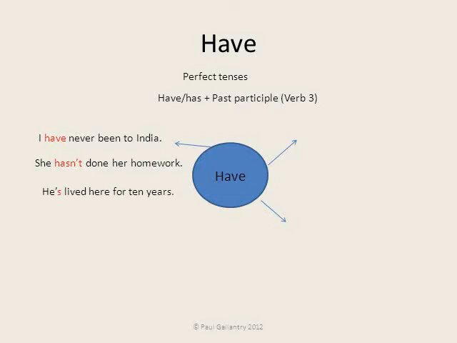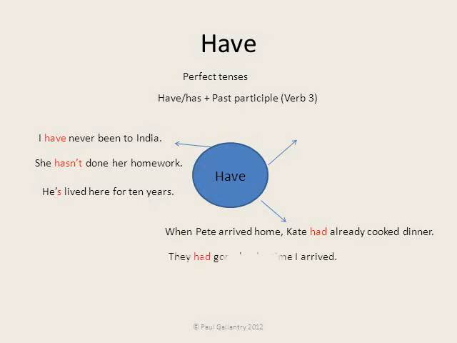And look at that, he's lived there. You see, some people think that's is there, but it isn't. It's actually has. He's lived there for 10 years. Unfortunately, English people are quite lazy when they talk, so they shorten things down. Here's an example of past perfect. When Pete arrived home, Kate had already cooked dinner. Or, they'd gone by the time I arrived. And again, it's very hard to hear that because, again, English people are lazy and they shorten it. So we don't say they had gone, we're more likely to say they'd gone. And here's an example of future perfect. I will have finished this project by tomorrow.